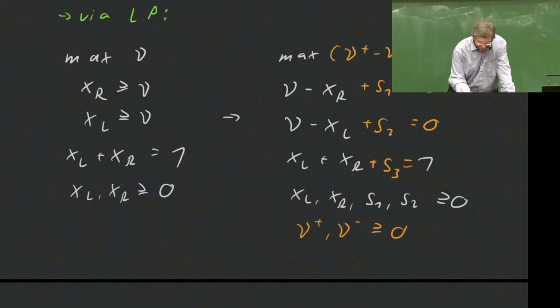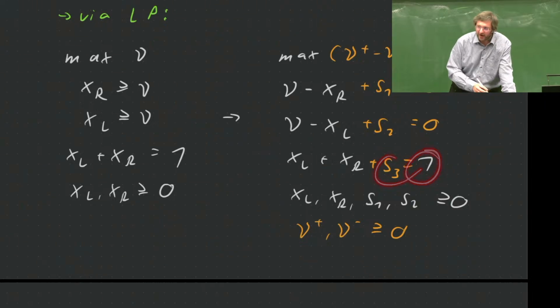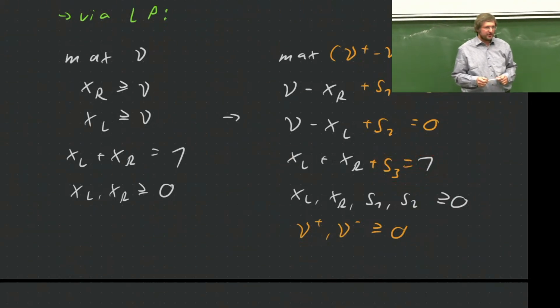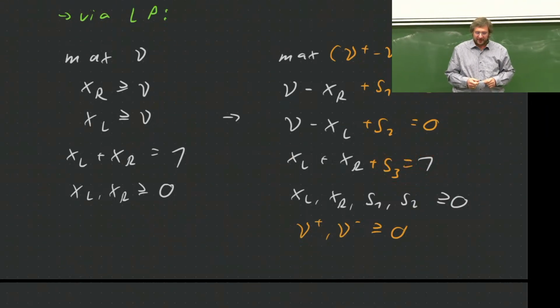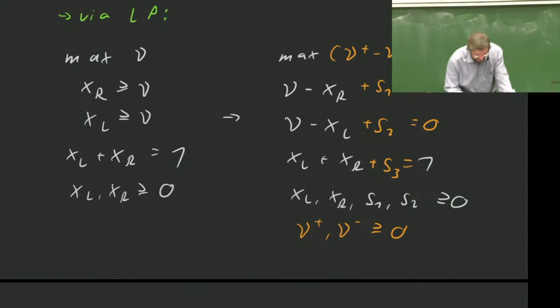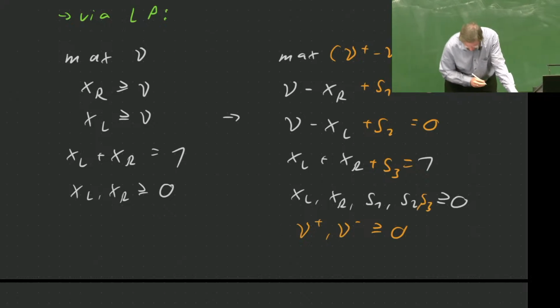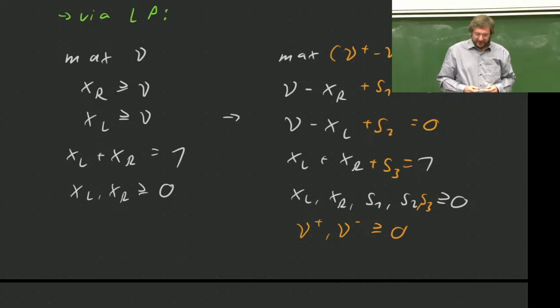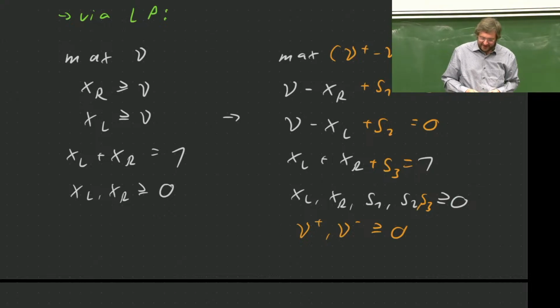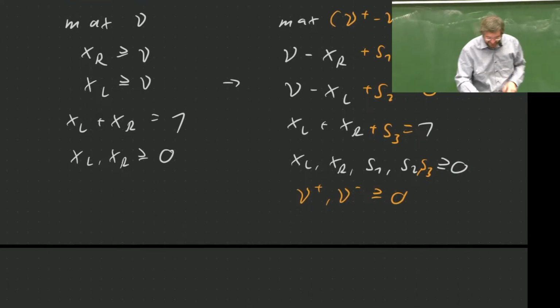And then we can just set that S3 to be equal to 1, and we'll have our initial feasible solution. And of course, that is also constrained to be greater or equal to 0, so I need to add that here. And I think that should be all.